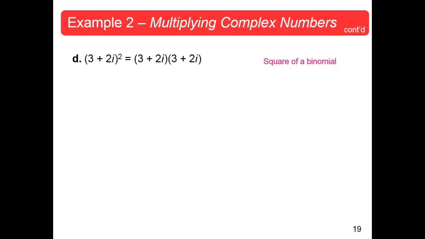Oh, here's one more before we go any further. What would that be? Well, let's write it down. 3 plus 2i squared. That's 3 plus 2i times 3 plus 2i. What does that give you? Okay. 9 minus 4 is 5, and then plus 12i. You got it. Perfect. Okay?